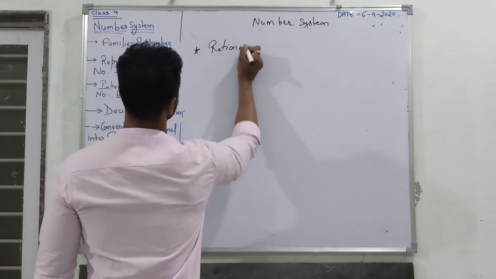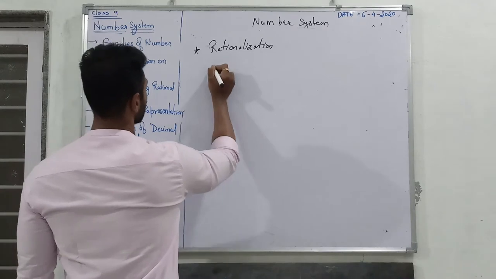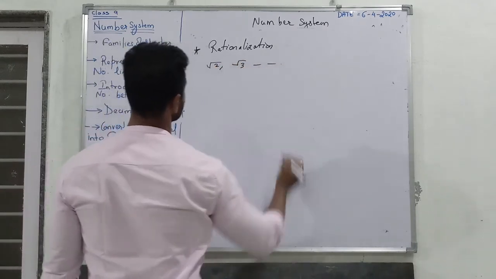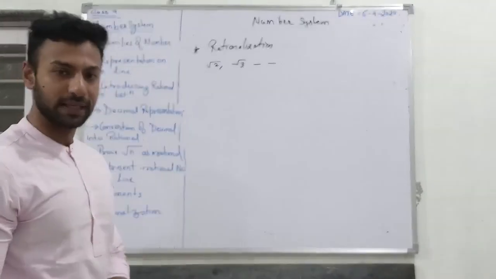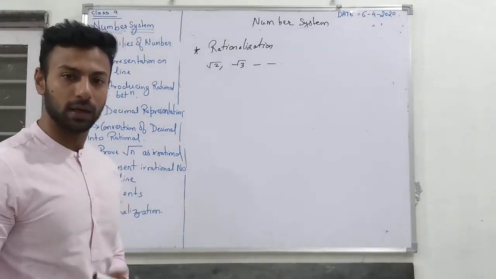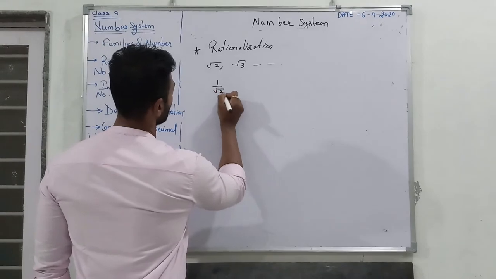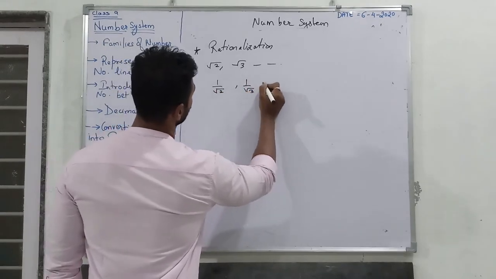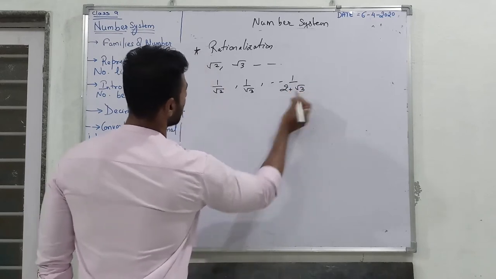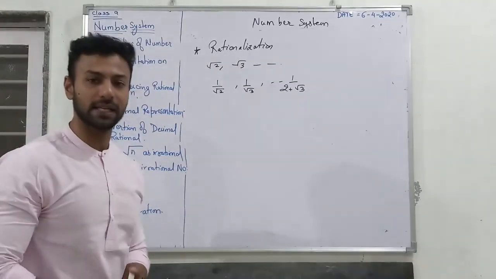Rationalization. As you have seen, this root 2, root 3 and all these kinds of numbers which are under the root are the irrational numbers. Now if these irrational numbers come in the denominator, then how are we going to solve them? Suppose we are getting 1 by root 2 or 1 by root 3, or suppose we are getting 1 upon 2 plus root 3. So we are getting the irrational number in the denominator. For these kinds of numbers, we have to do the rationalization.